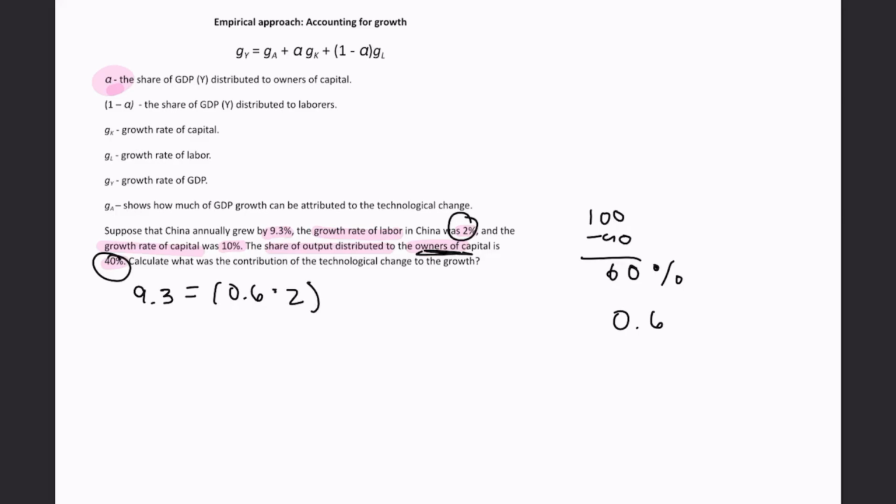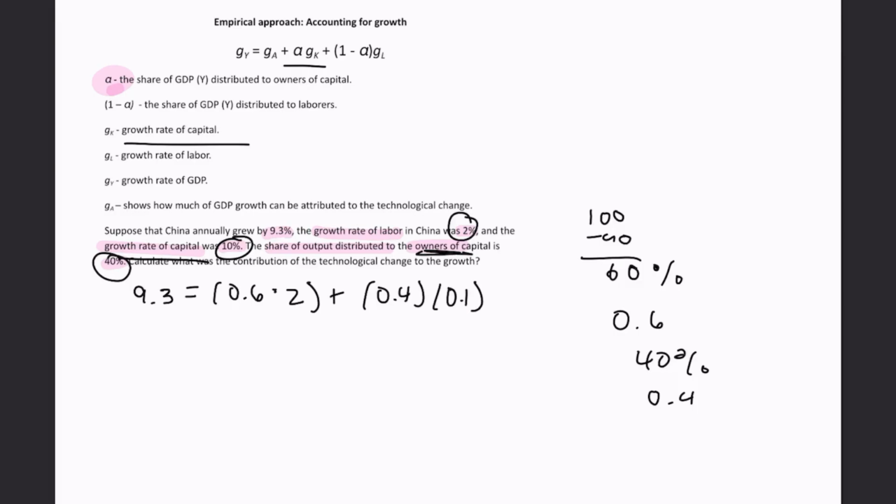And then we're adding A, which is 40%. If you move the decimal over, plus 0.4 times GK, which is 10% because that's the growth rate of capital. So same thing, 0.1.